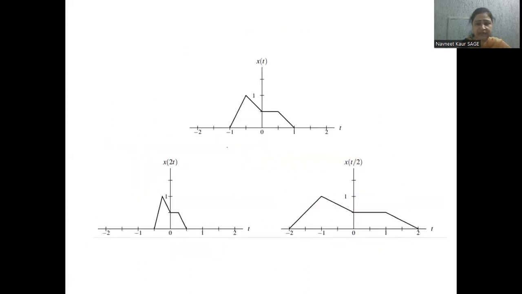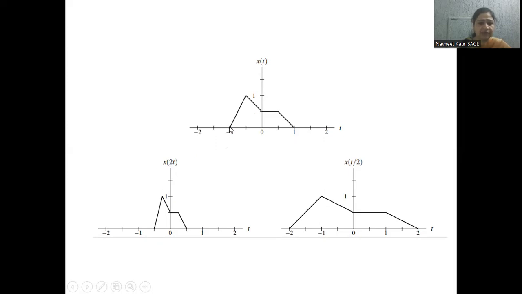Now, we will understand this time scaling with the help of an example. This is a signal x(t), which is defined along the time axis between t equal to -1 and t equal to 1. Now, if I want to draw x(2t), in this case the value of a is equal to 2, which is greater than 1. So in that case, the signal will be compressed by a factor of 2.